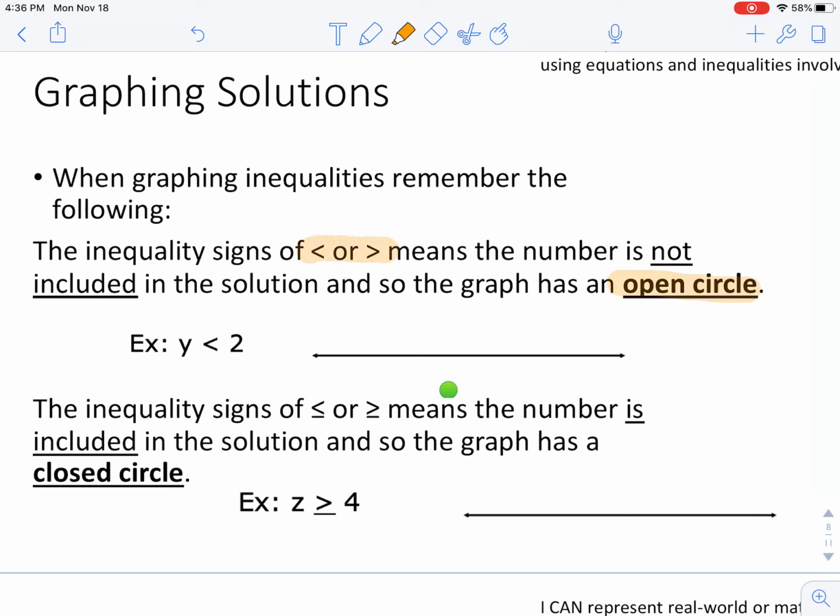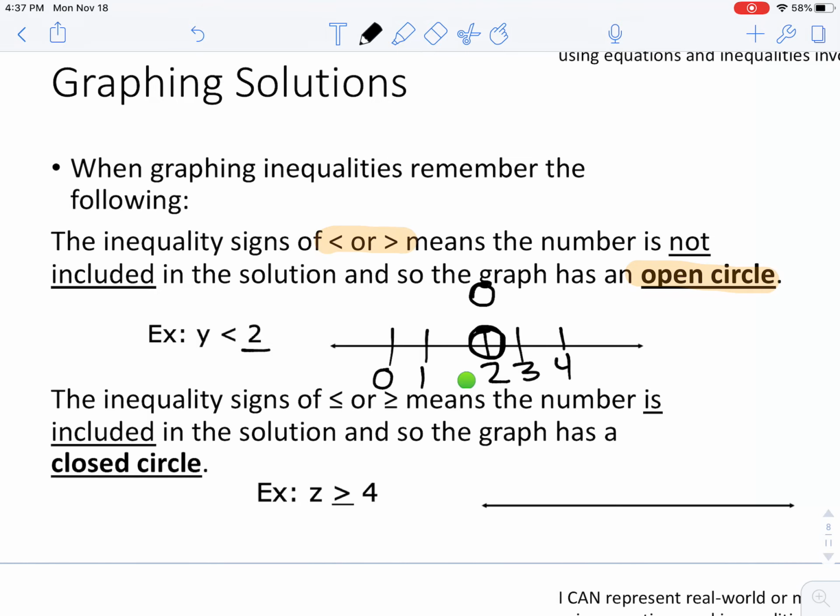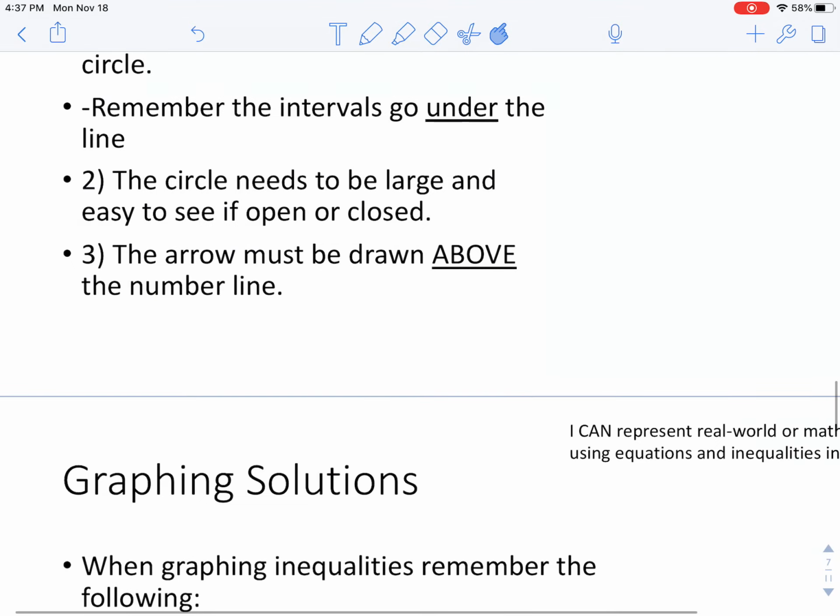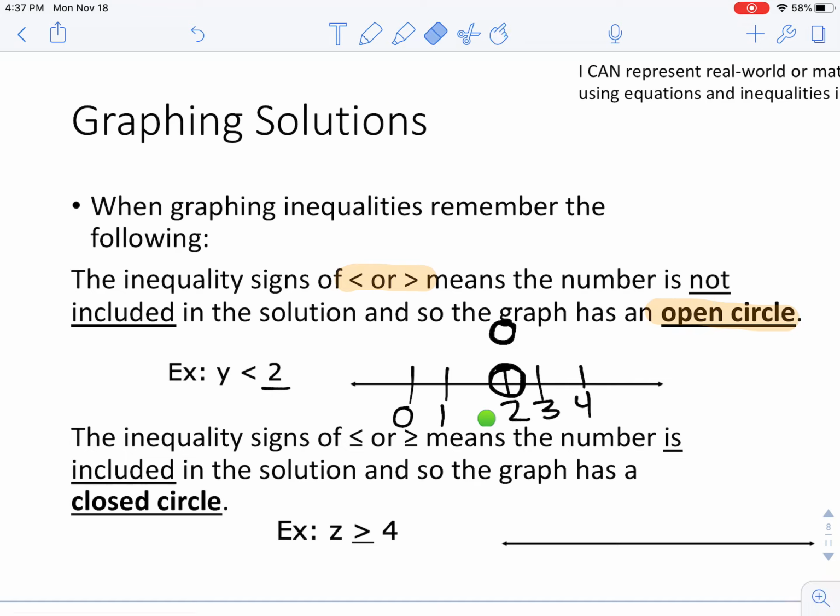Here's what I do. I write it on the line. If you want to write it above, I suppose our rules say it must be above, so we'll stick with above. The circle will be above, and y is less than 2, which means our arrow is going to point this way because it includes all the solutions that are to the left of 2. So 0 is less than 2, 1 is less than 2, negative 15 is less than 2. So we have an open circle pointing to the left.